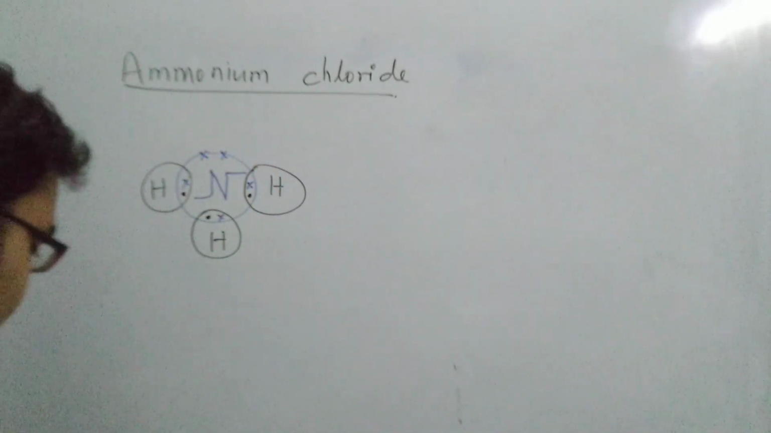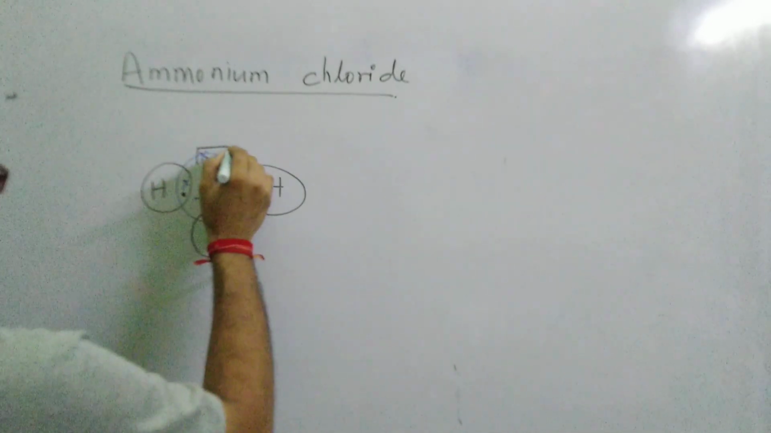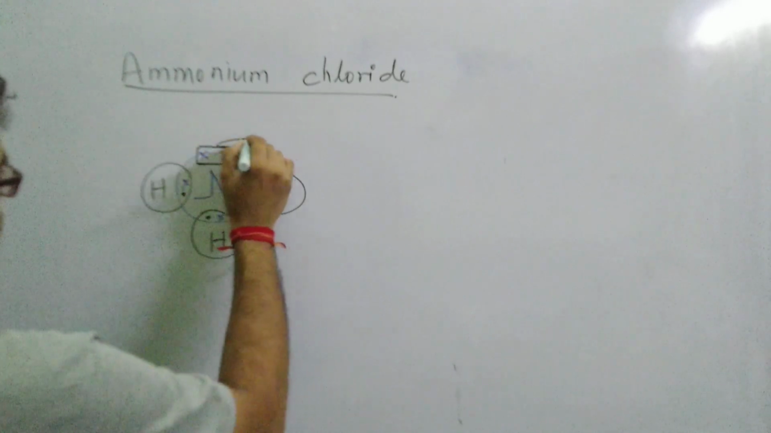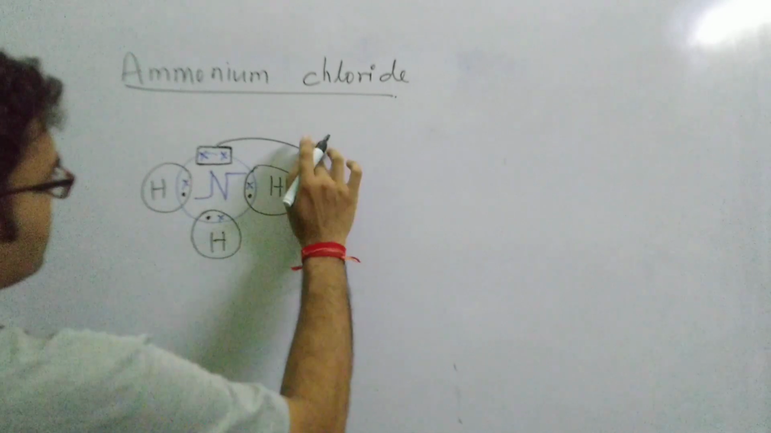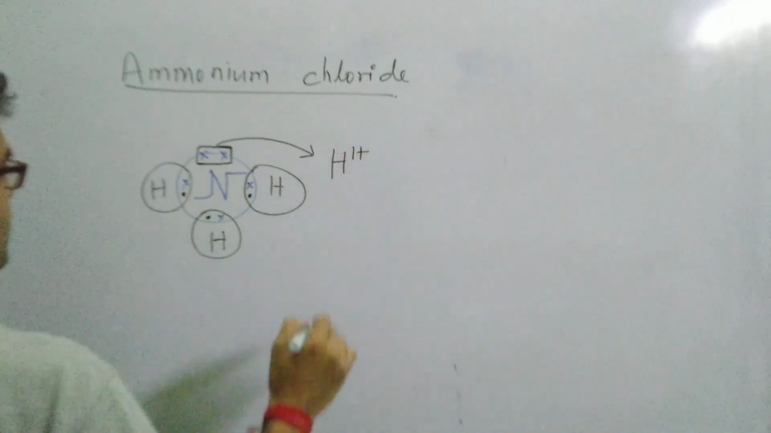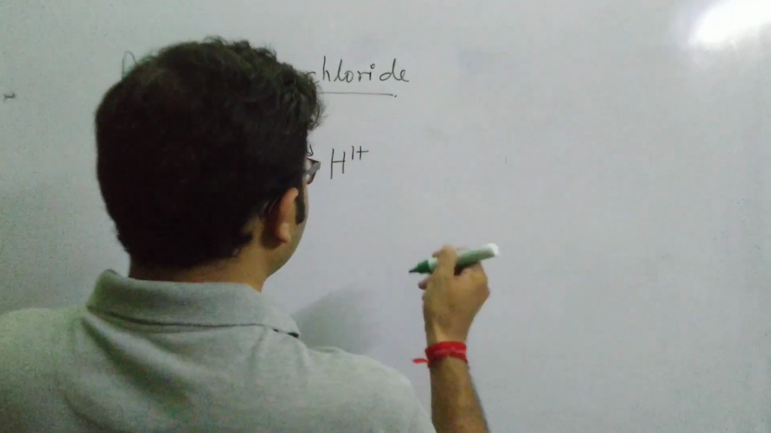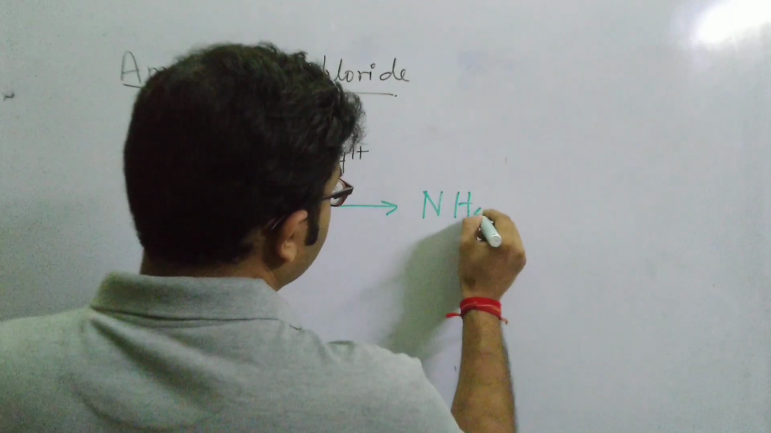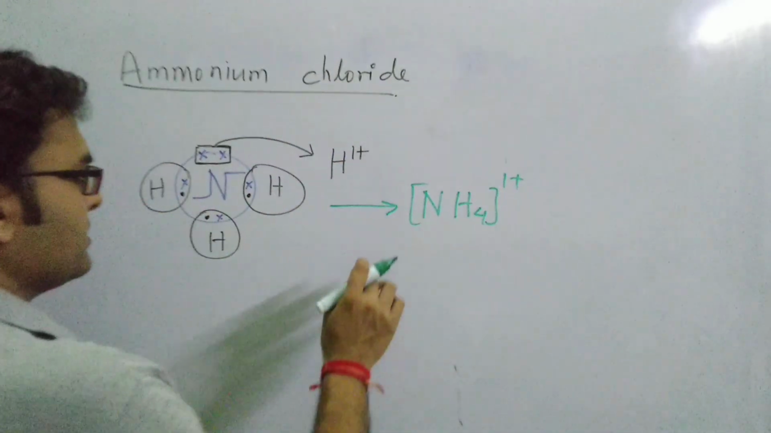Now this ammonia molecule gives away this lone pair of electrons to a hydrogen ion, H plus ion. When this lone pair of electrons is given to the hydrogen ion, it results in the formation of an ammonium ion, NH4 1 plus. Yes, correct. I think you remember this.